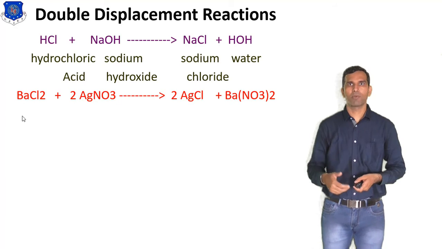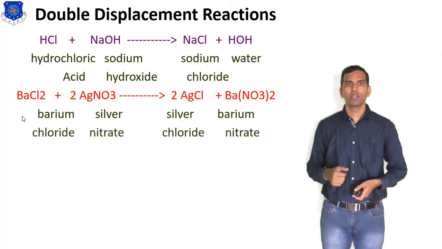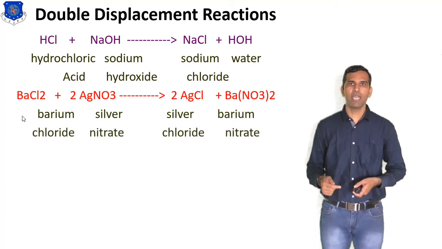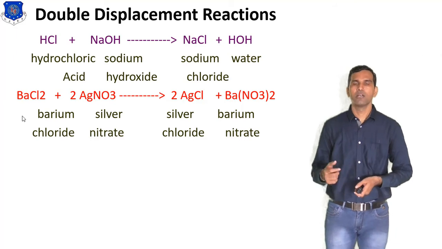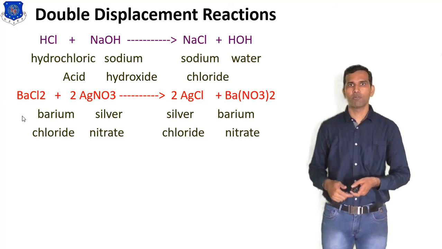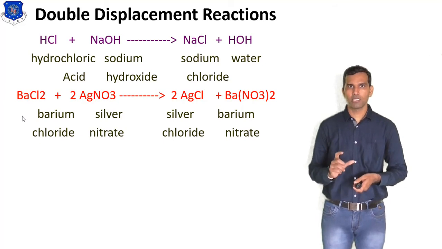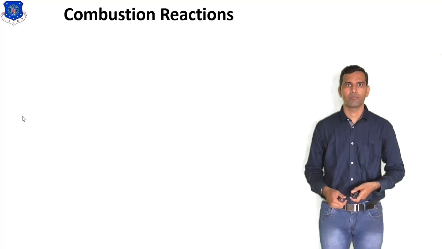Now we understand with the help of a second example. Here you can see BaCl2 plus 2AgNO3, so we get 2AgCl plus Ba(NO3)2. That means if we mix barium chloride with silver nitrate, we get silver chloride plus barium nitrate. So this is an example of a double displacement reaction.